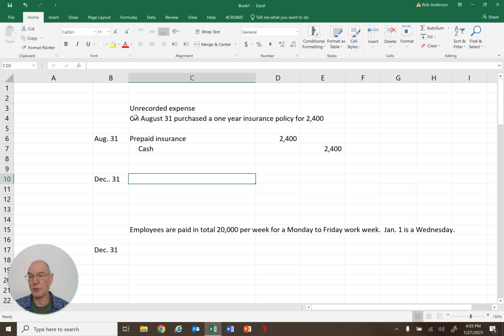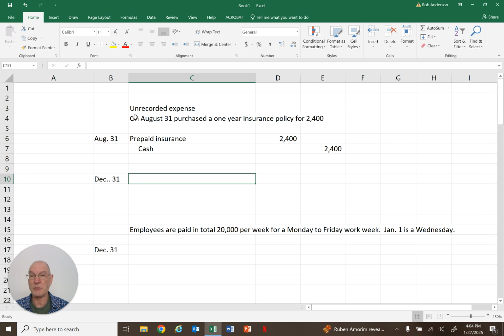right here. You purchased an insurance policy during the year, but it was a one-year policy. So when you bought that policy, it was an asset. The whole thing was an asset because the whole year was in front of you. However, by the end of the current year, you've used up some of those months out of a total of 12, so we need to record the expense.